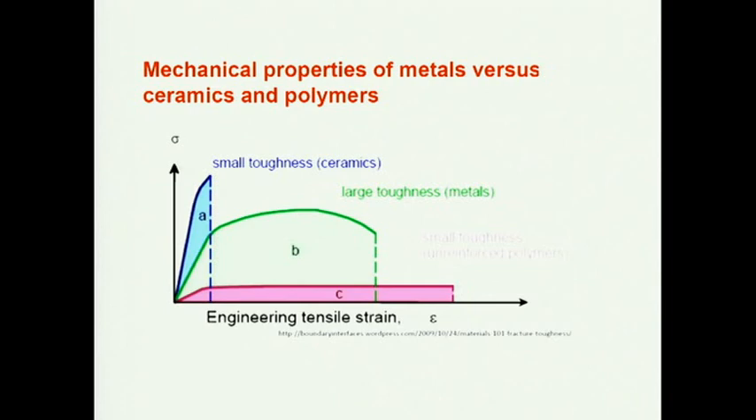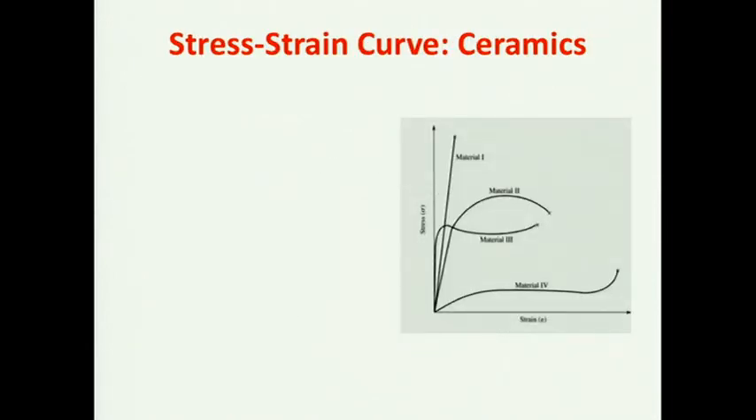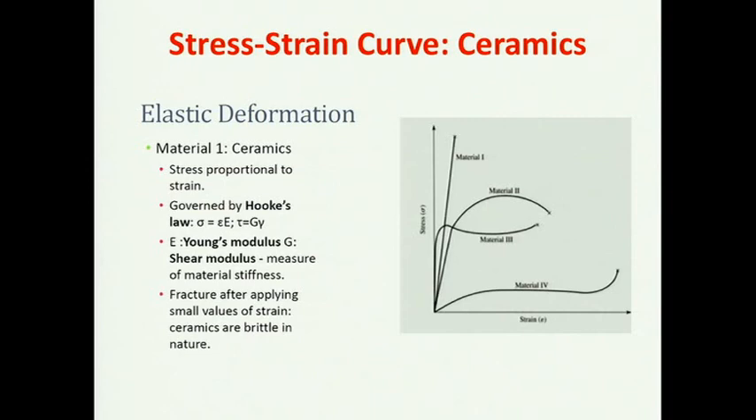So what makes them brittle is this. And large toughness is in metals, so they can withstand a lot of stress, but they change shape most of the time. And polymers can reach very high strengths, and they can strain, so they can withstand this. So if we go into the basics of the stress-strain curve again, this material, as I said, is very characteristic of ceramic materials.